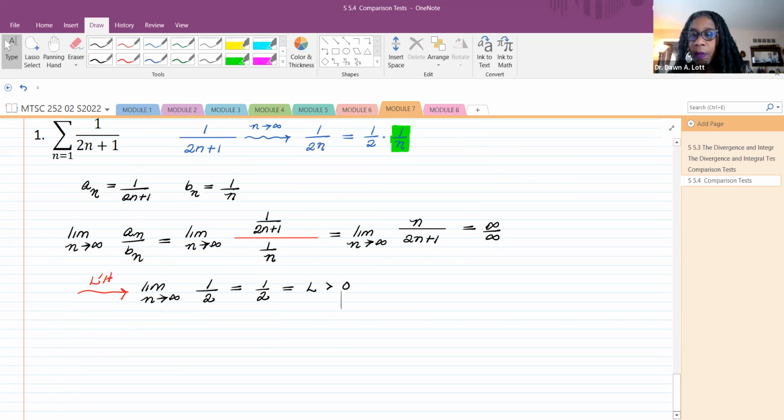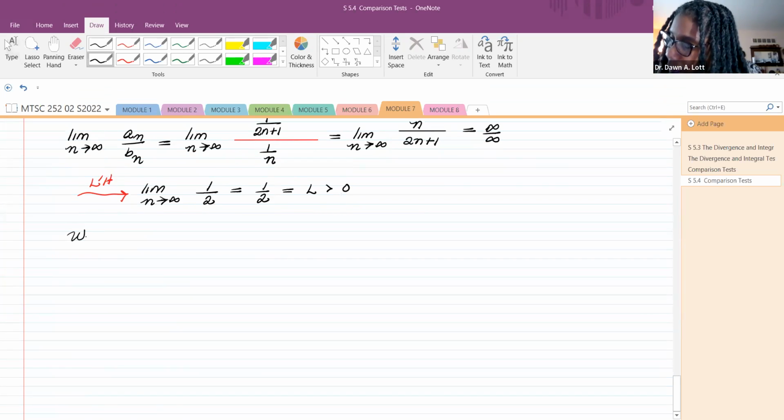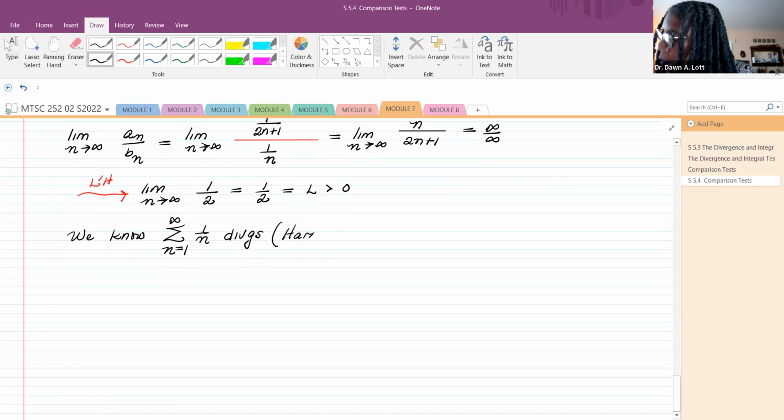All righty. So now we know that the summation n equals 1 to infinity of 1 over n diverges because it's the harmonic series. Well, then, thus, by the limit comparison test, the summation n equals 1 to infinity of 1 over 2n plus 1 also diverges.